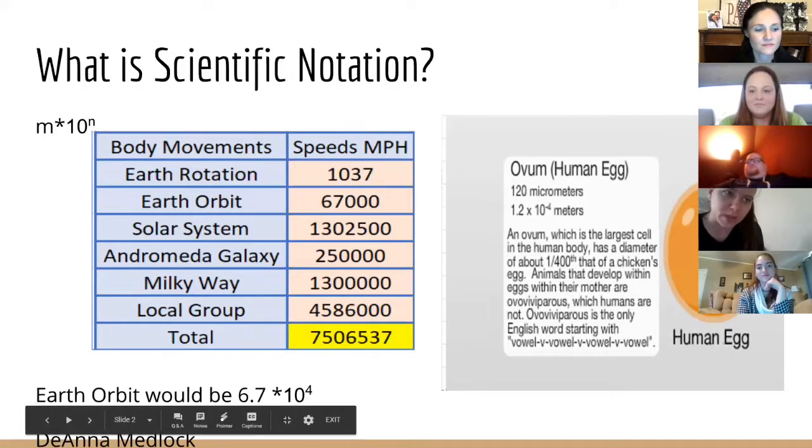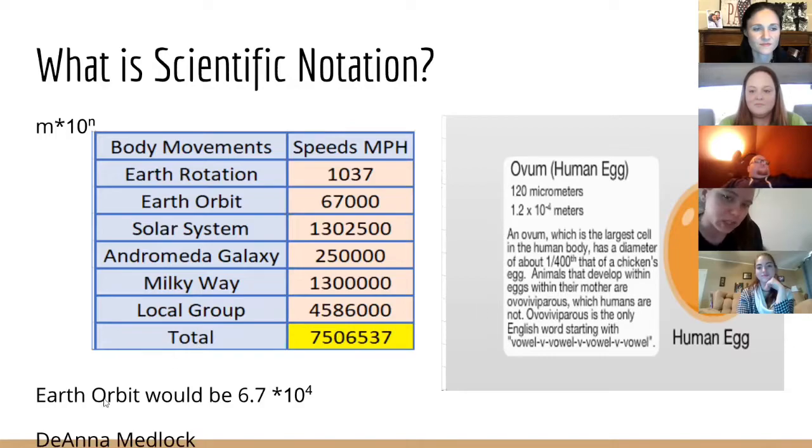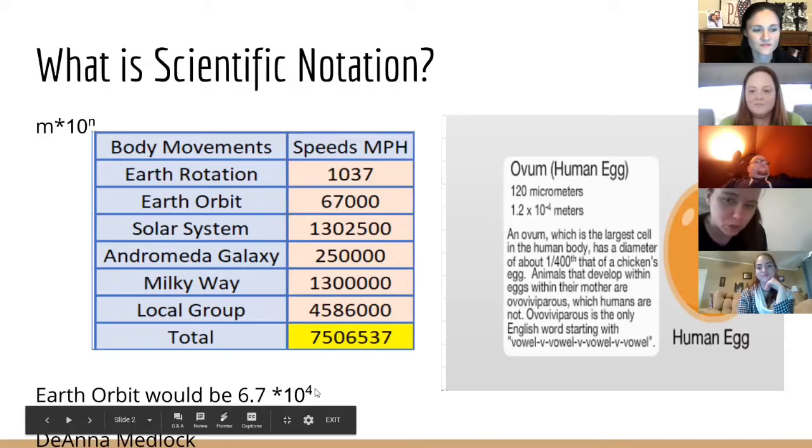And the formula for this is m times 10 squared. And in my picture, I chose the oval human egg, which is 120 micrometers. So written in scientific notation, it would be expressed 1.2 times 10 to the negative 4. And the negative 4 would represent the E negative in the scientific notation. And the bigger number would be 3 plus. And I'll give an example. The orbit is 67,000. And so that would be written as 0.7 times 10 to the fourth power.